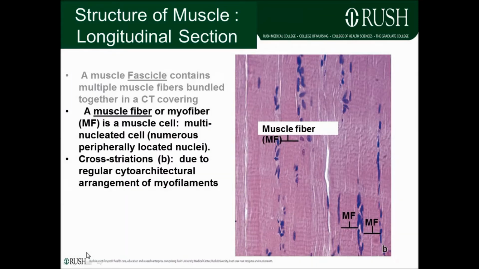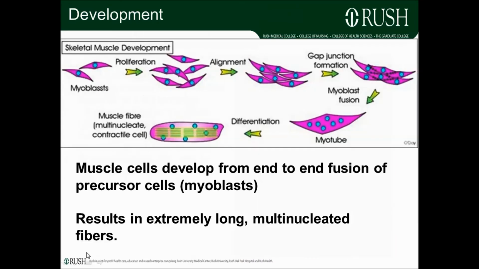At a little bit higher magnification, you can see a muscle fiber or myofiber, which is a multinucleated cell. These cells have peripherally located nuclei as well as cross striations due to the regular arrangement of those myofilaments inside of them. Those 2 features of peripherally located nuclei and striations make this particular tissue a little bit more easily identified. How does that kind of a structure come about?